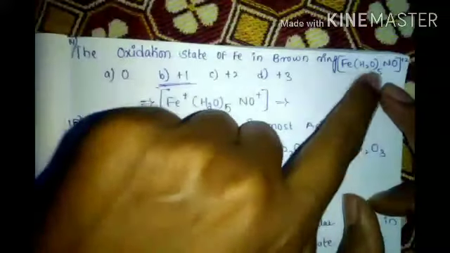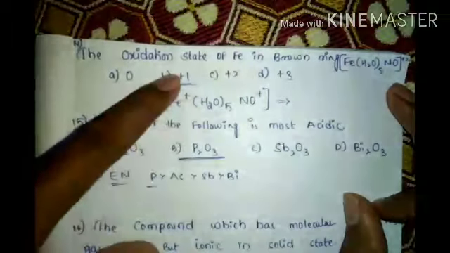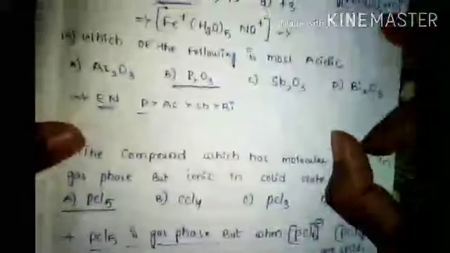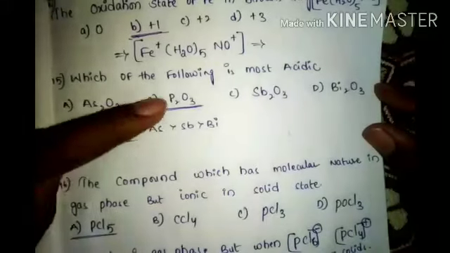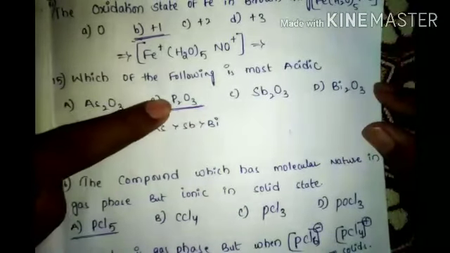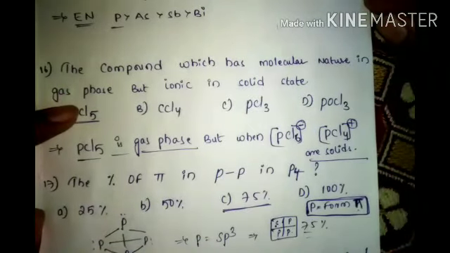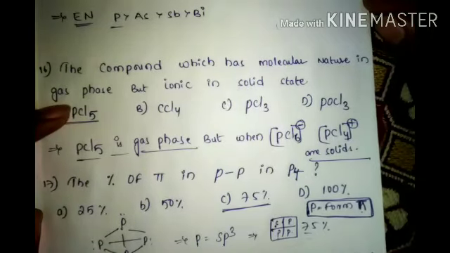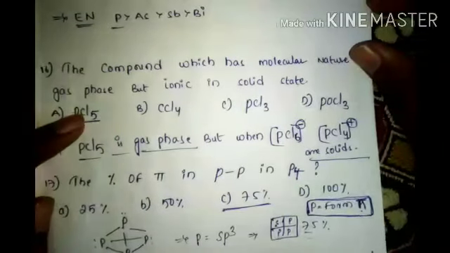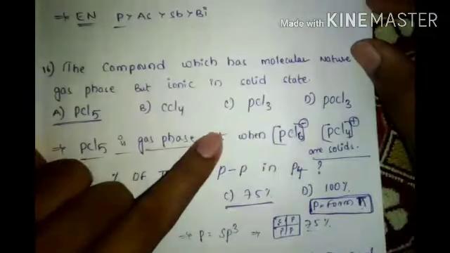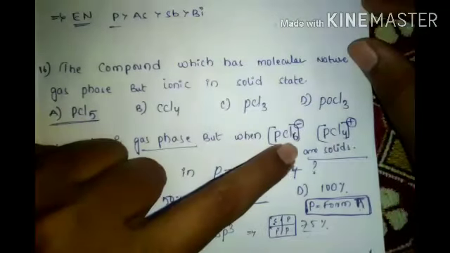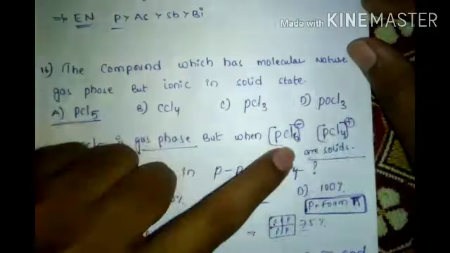Understood? Once again, repeating. Oxidation state of Fe in the brown ring complex, [Fe(H2O)5NO]+: so Fe plus 1 oxidation state, direct. Which of the following is most acidic? P2O3, because of more electronegativity. And a compound which is molecular in nature in gaseous form but ionic in solid state: so PCl5. PCl5 is molecular in the gaseous phase, but in solid it is PCl6 minus and PCl4 plus.